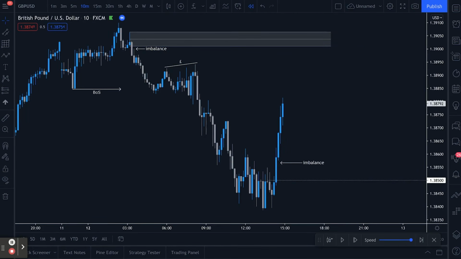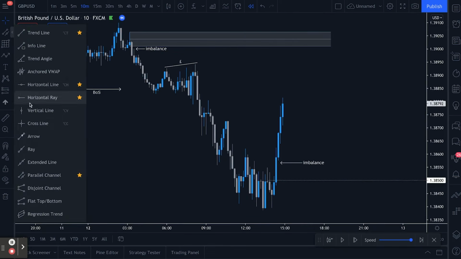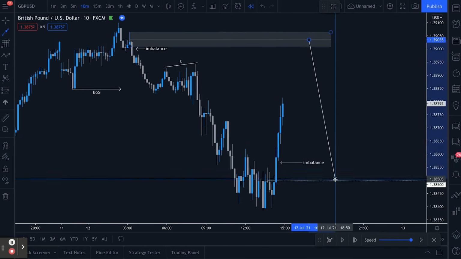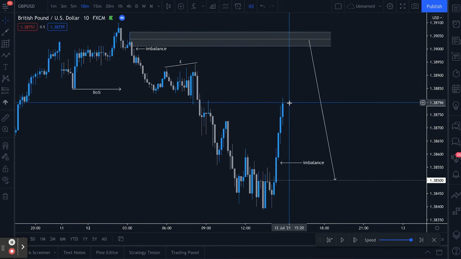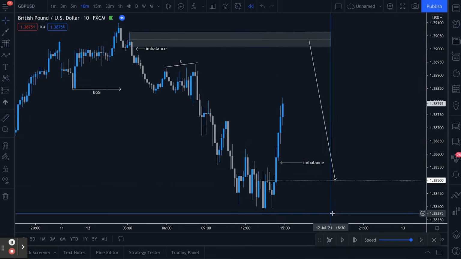So what I'm looking to see for this trade, and why I was actually looking at this trade, was for this liquidity to be taken, for this imbalance to be filled, and for this supply zone to be retested before the market then made a move to the downside. Okay, so I was looking for this. Now we do have a large imbalance forming here. We have a demand zone and a key level at 1.3850, which is my target for the trade.